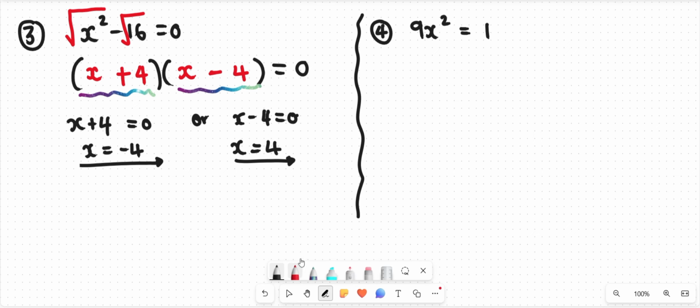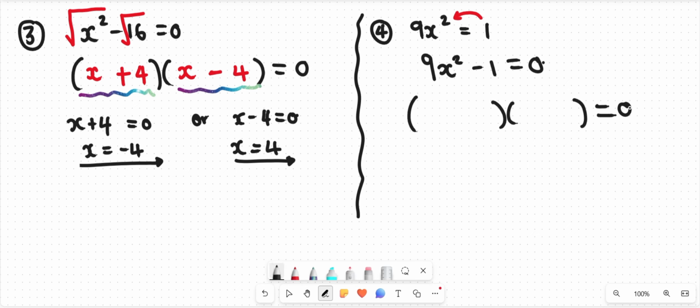So how do I see that as a difference of 2 squares? It's quite hard to see it right now, but if you bring the 1 over, you should be able to see it. 9x squared minus 1 is equal to 0, right? All I did was bring the 1 over and change the sign. And now we can clearly see that's a difference of 2 squares. Let's factorize the difference of 2 squares.